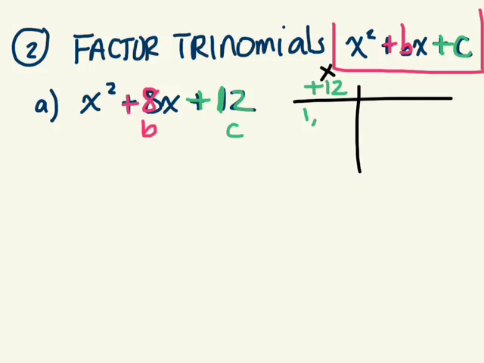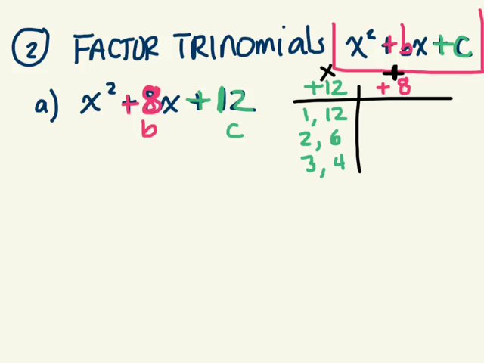Let's start with 1 times 12. What else? 2 times, let's go in order. 6, 3 times 4. We want to know what the two factors are. Well, so first we look for two numbers that multiply together to give us 12. But when we add those two numbers up, they should add up to what? To B, which in this case is positive 8.